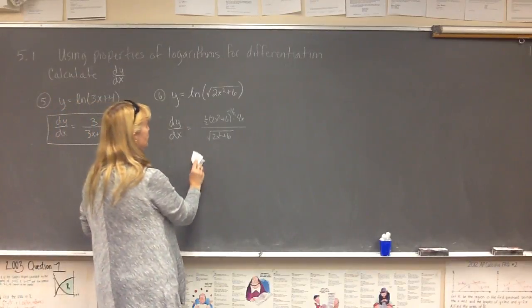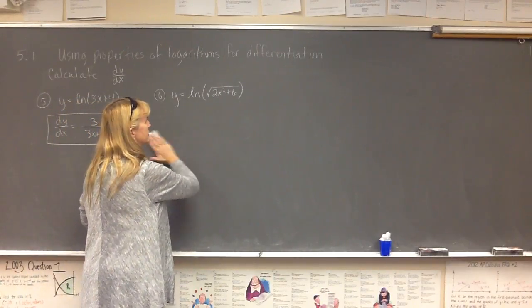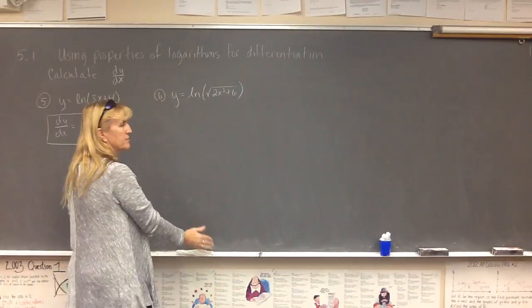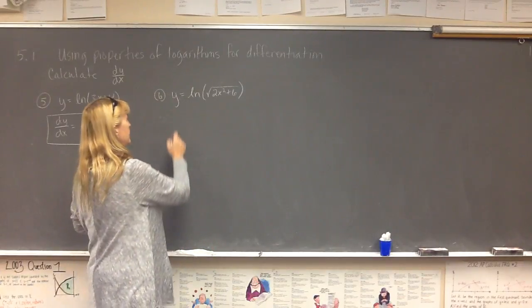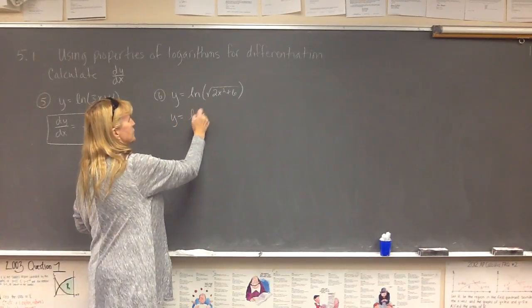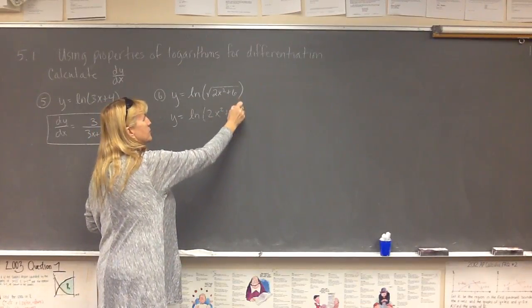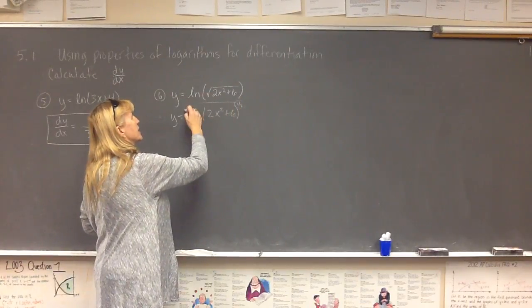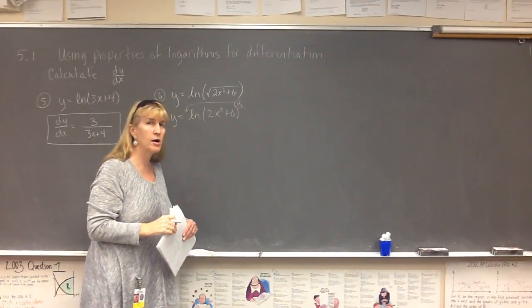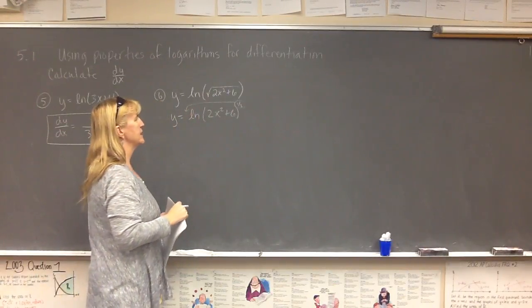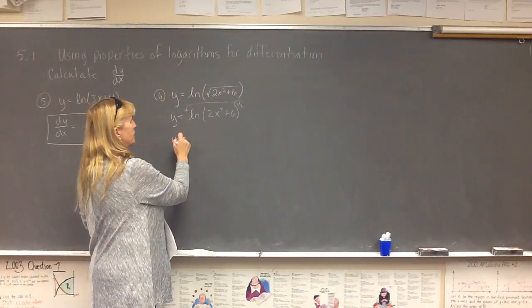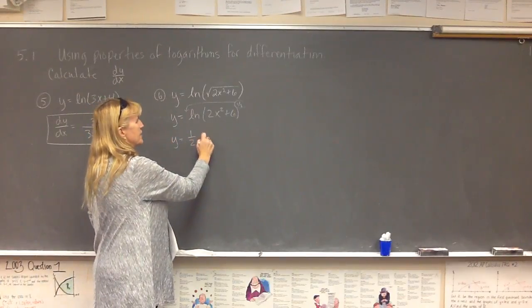We're going to take that square root out of there, and we are actually going to take a minute with the properties of logarithms before we differentiate. So y equals the natural log of the quantity 2x squared plus 6 to the 1/2. And now the 1/2 can come down out in front of that natural log. Use your exponent property, bring it down in front.